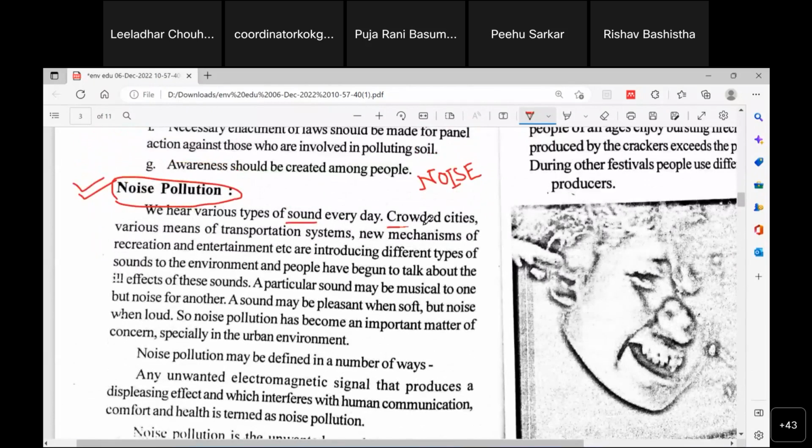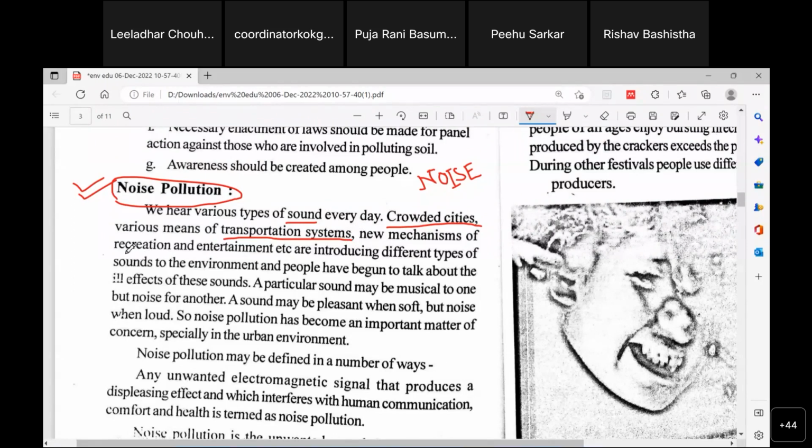If we go to cities, there are so many vehicles and other things, and a huge amount of noise. Even in our hometown Kokrajhar, if we go to the busiest places of Kokrajhar town, the noise is there, the traffic and other things. So there is huge noise in that. And transportation systems, any traffic vehicles, their horns, their engine sounds, are also sources of noise.